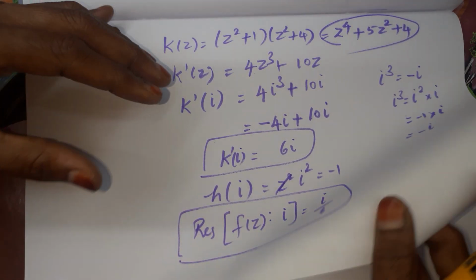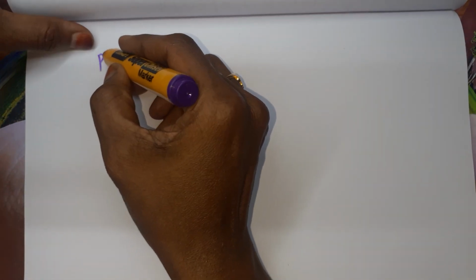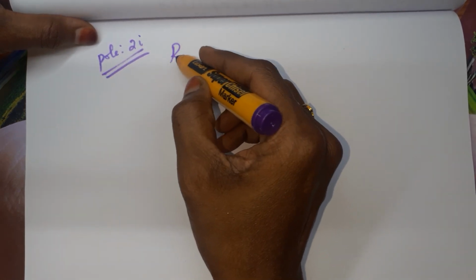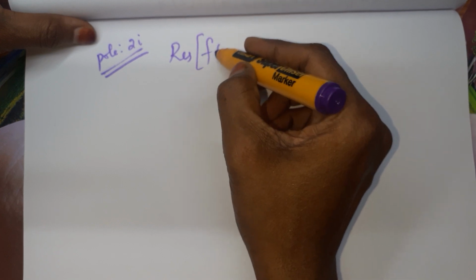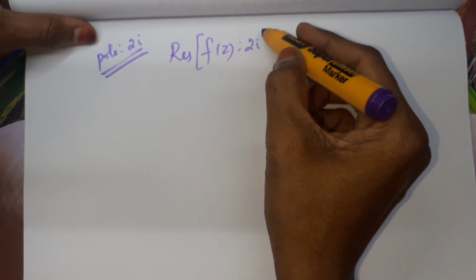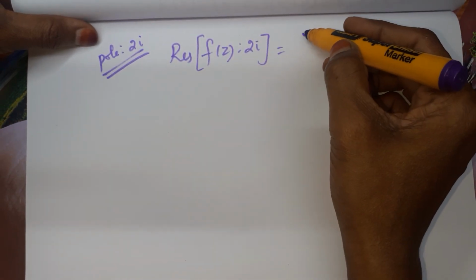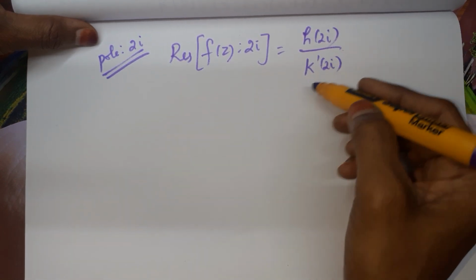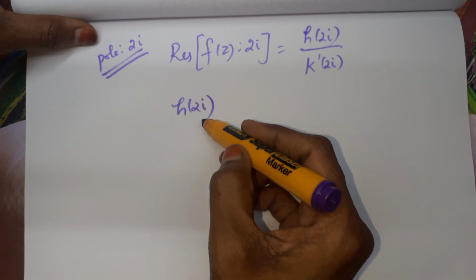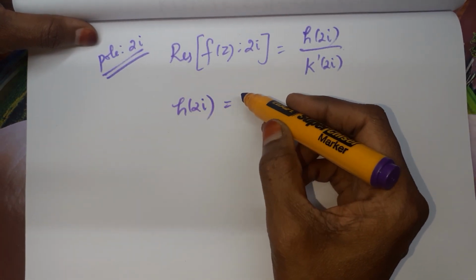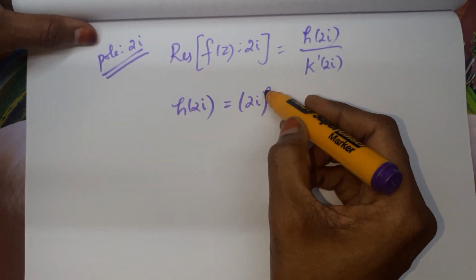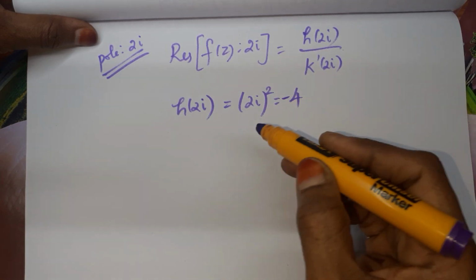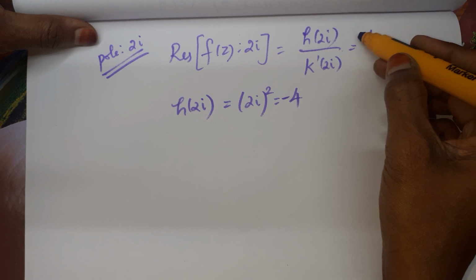Now we are going to find for the second pole, 2i. We are going to find the residue of f of z at the pole 2i, which is equal to h of 2i by k dash of 2i. h of 2i means z squared. h of z is z squared. So 2i the whole squared. 2 2s are 4. i squared is minus 1. So it is minus 4. The numerator is minus 4.